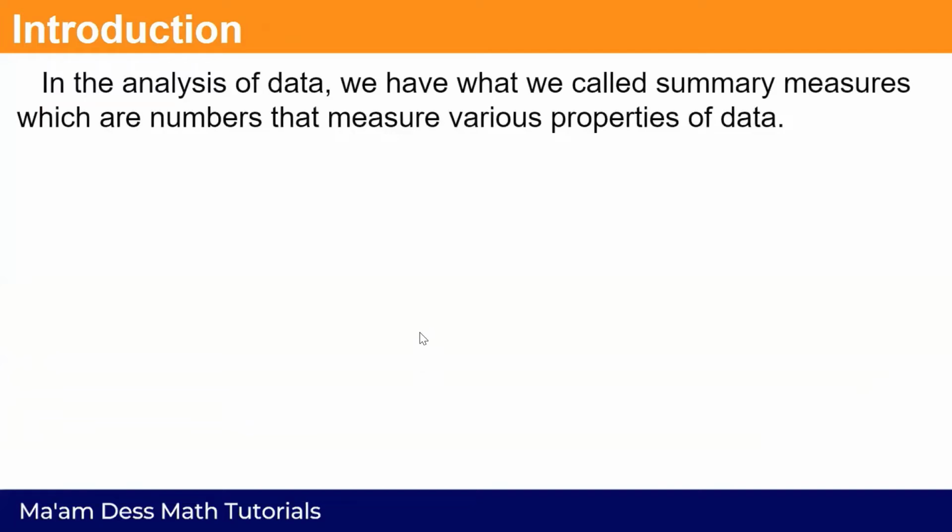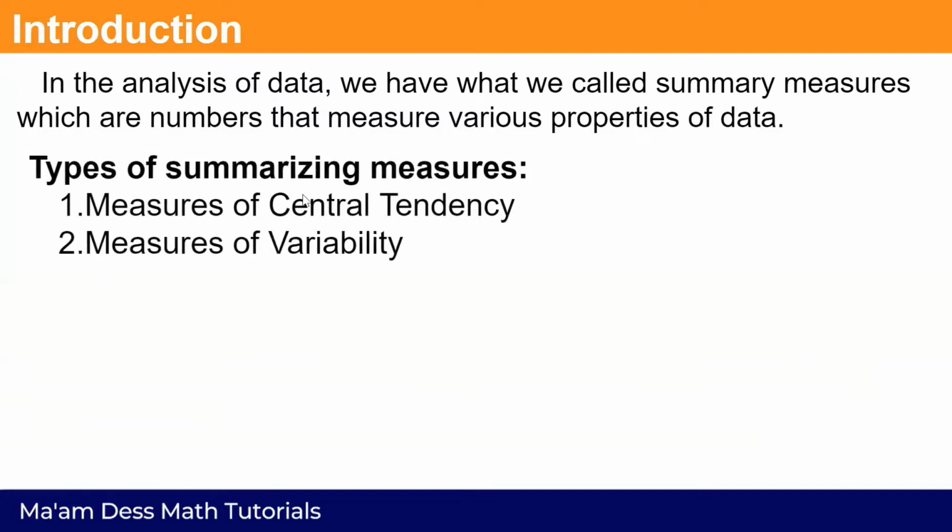Let's start with the introduction. In the analysis of data, we have what we call summary measures, which are numbers that measure various properties of data. There are two types of summarizing measures. Number 1, measures of central tendency, and number 2, measures of variability. For this time, we will discuss only the measures of central tendency. For the next weeks, we will discuss also the measures of variability.